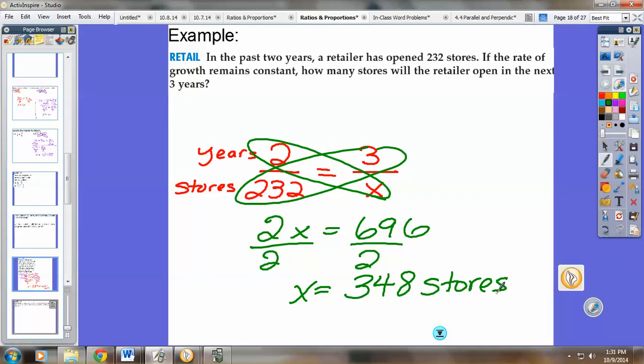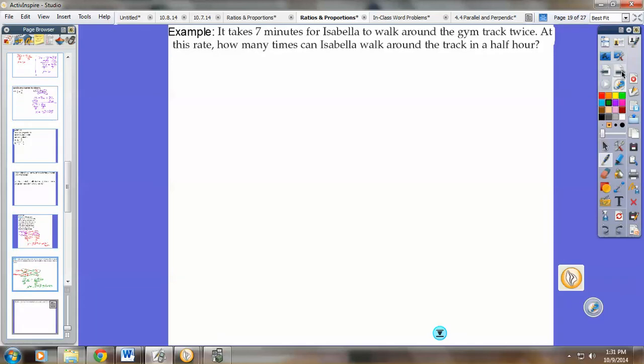Want to do one more? It takes 7 minutes for Isabella to walk around the gym track twice. At this rate, how many times can Isabella walk around the track in half an hour? What's the rate or the ratio that we know? 7 to 2. It doesn't matter, you could flip it. 7 minutes to 2 laps.